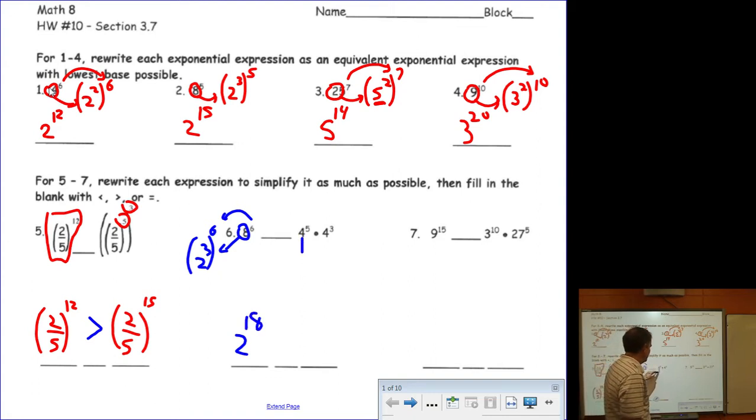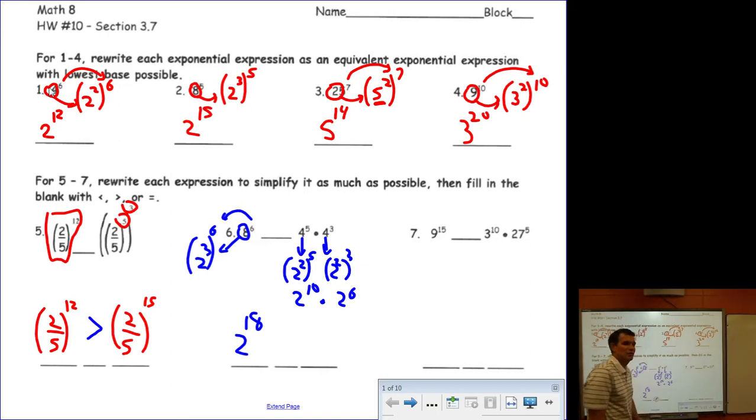Each of these 4s are actually 2 to the 2nd power. This one would be to the 5th, and this one would be to the 3rd. That gives us 2 to the 10th times 2 to the 6th when you break it down. And when you multiply those together, of course, you add the exponents, giving you 2 to the 16th. And 2 to the 18th is greater than 2 to the 16th because it's got a bigger exponent with the same base.